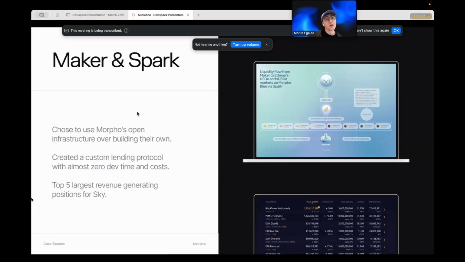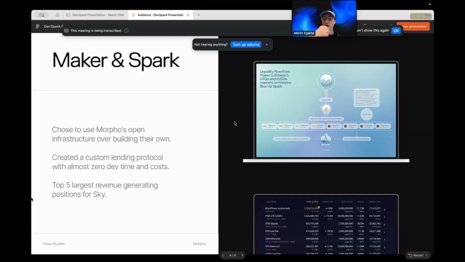But there was also the existing instance they already have, but it's pretty limited in terms of collateral that you can list, and it's pretty limited in terms of the risk exposure that you're okay with. And with Morpho, at the end of the day, they selected Morpho as infrastructure to create their product.